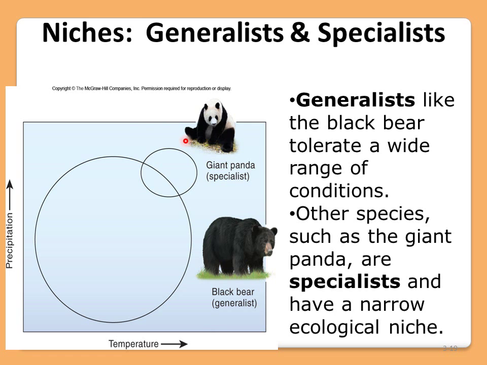So they are considered a specialist, where the job they have in their community and their interactions with their community are very limited. The places where they can live are very limited. The habitats they can live in are very limited. The black bear, as we said, is a generalist. It can live in a wide variety of habitats and interacts with a much greater variety of other organisms.